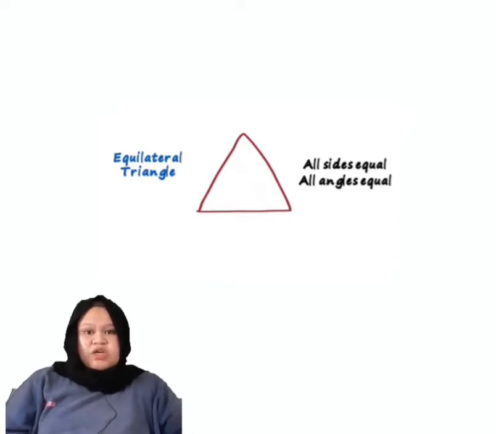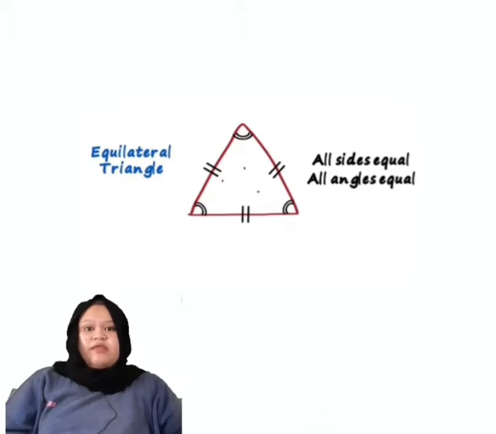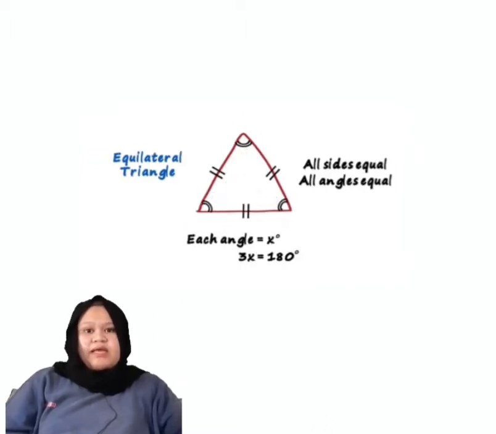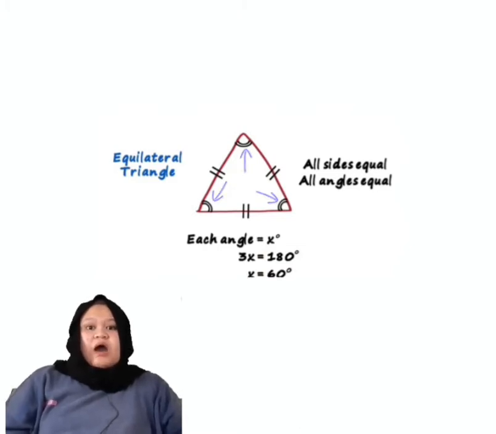So if we assume each angle to be x degrees, then 3x will be equal to 180 degrees, as the sum of the angles of the triangle is always 180 degrees. Each angle will measure 60 degrees, but again the question is, how do we get to the area?